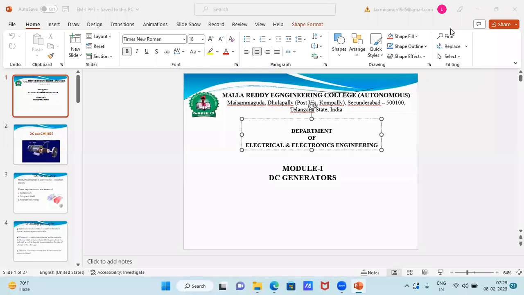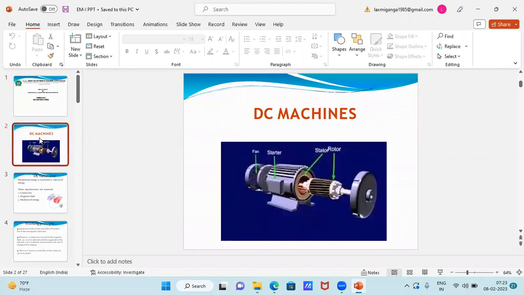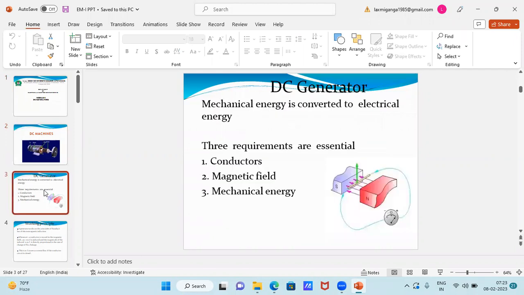Good morning all. Today we will discuss Module 1, DC generators. In this we are talking about the DC machines. DC machines are categorized into two types, DC generators and DC motors. Now we will discuss the DC generators.